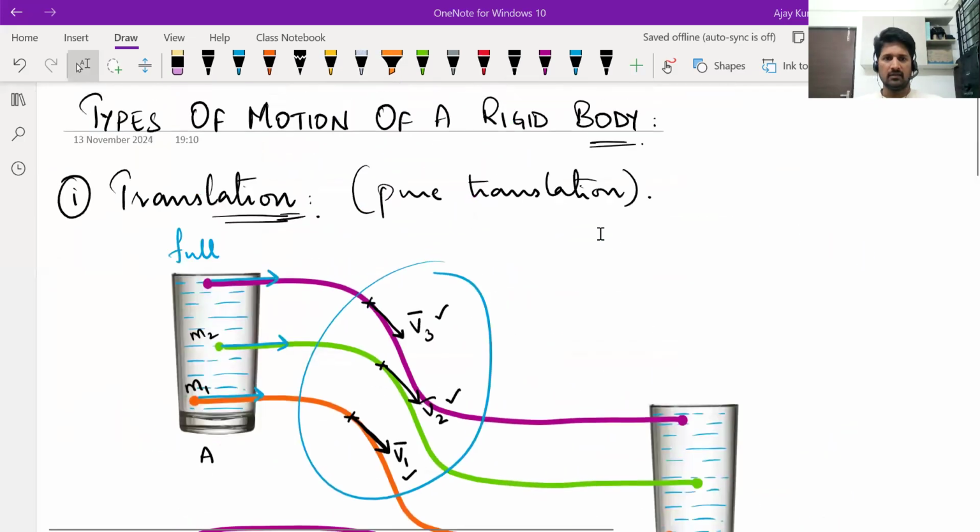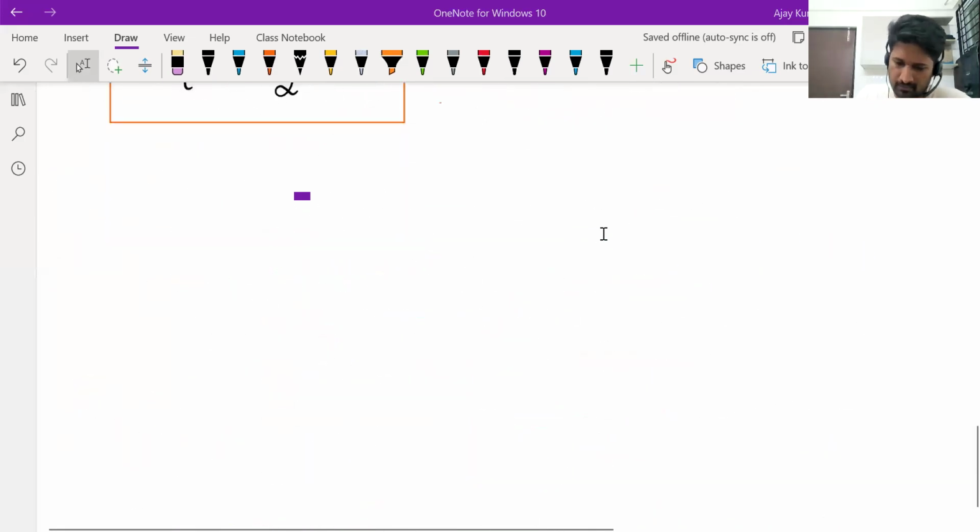Now consider a different kind of motion. Pure rotation.